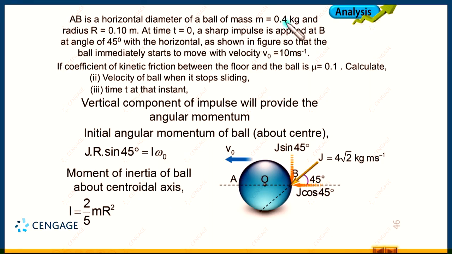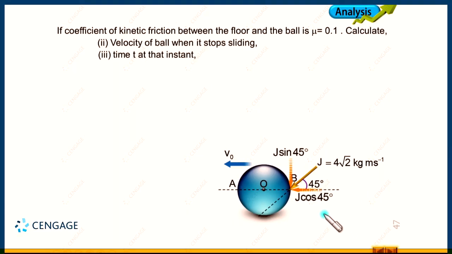M equal to 0.4, R equal to 10 centimeter. So this is equal to 2 by 5, 0.4 into 0.1 whole square. And if we calculate this value, this is equal to 1.6 into 10 to the power minus 3 kg meter square. Okay, we got the moment of inertia. So let us write the moment of inertia of the ball here.